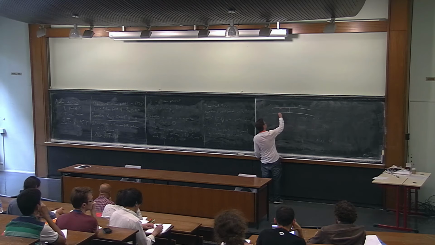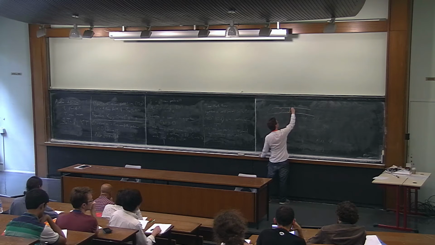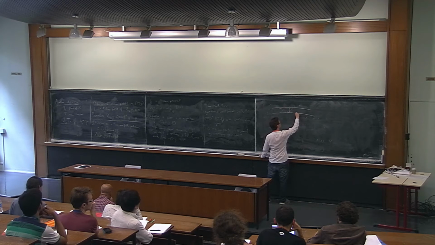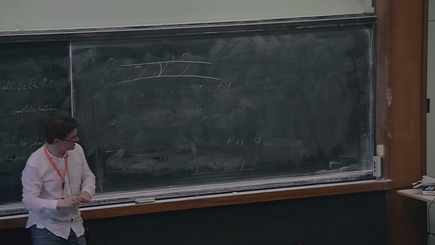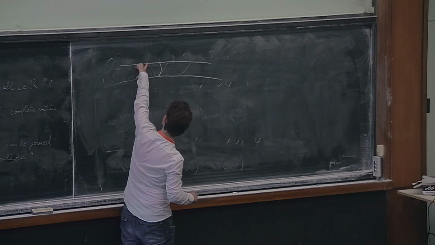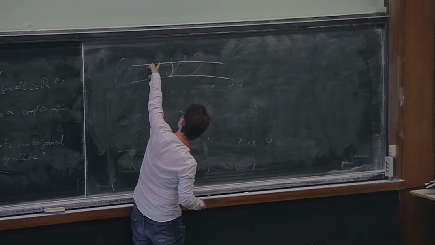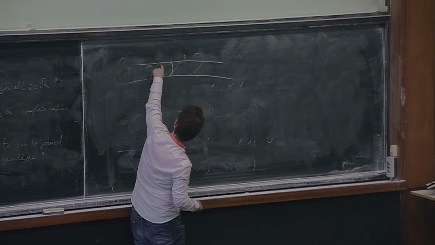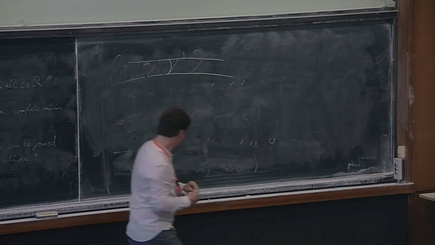So this is a geodesic. I'm not sure if this is the perfect drawing. And it's minimizing at the beginning, but once it reaches, is it this point or this point? This point, you can take a shortcut by going the other way. So the cut locus.